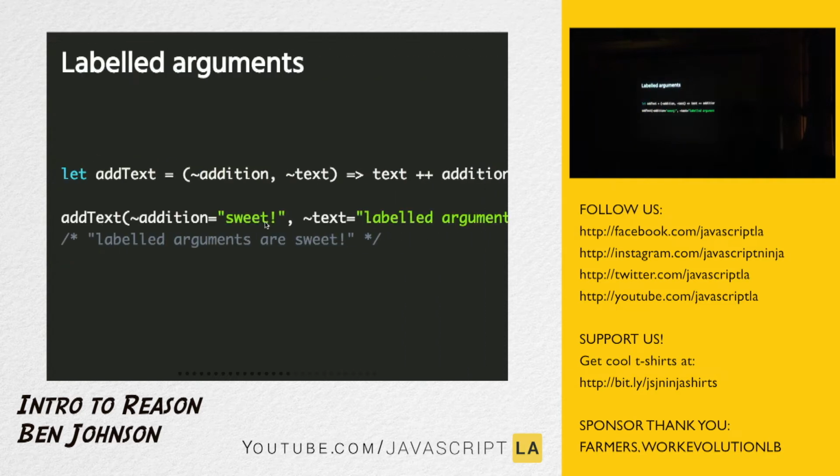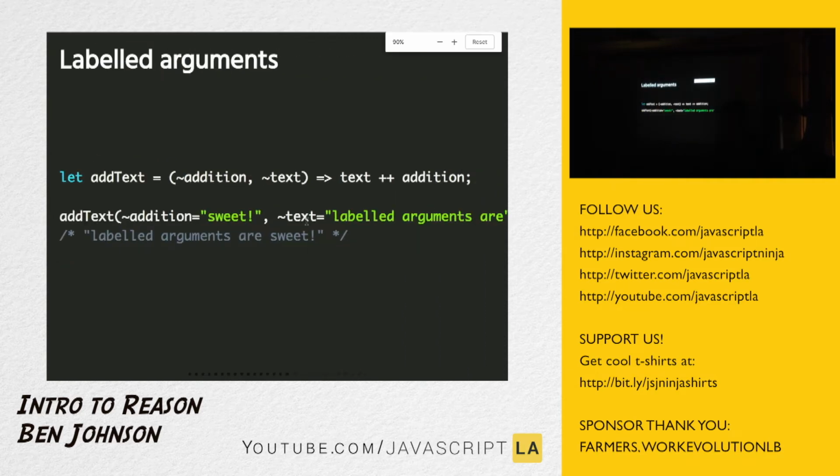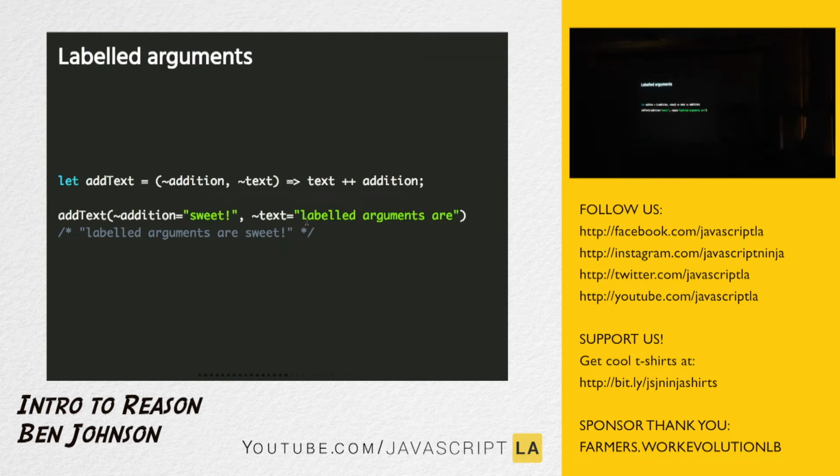The other thing that Reason functions have, here, let me just bump this down so we can see at least this slide, is labeled arguments too, which is cool. That's this little tilde, right? It says that I want this argument to always be labeled, and I want it to always be called with that label.